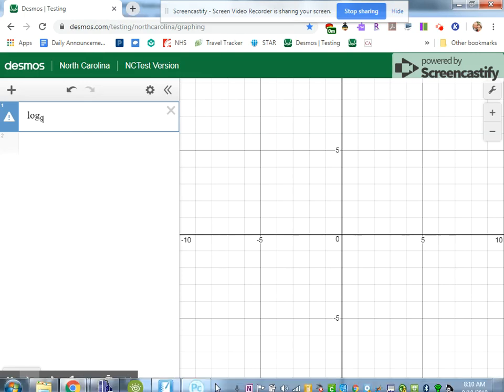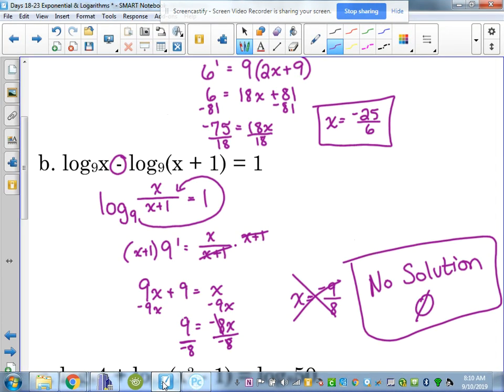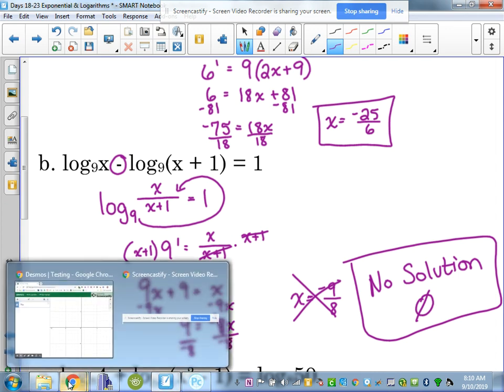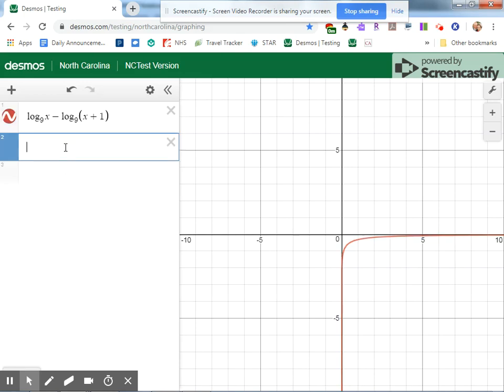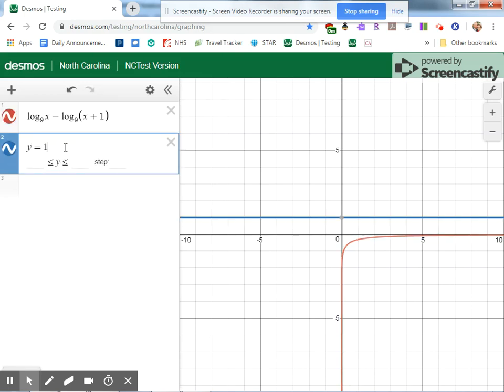So what was it? Log base 9 of x minus log base 9 of x plus 1. You do need parentheses around that x plus 1. Now, you don't type in the entire equation. You got to plug in the left side. You got to plug in the right side. And because the right side's a constant, you have to put y equals.